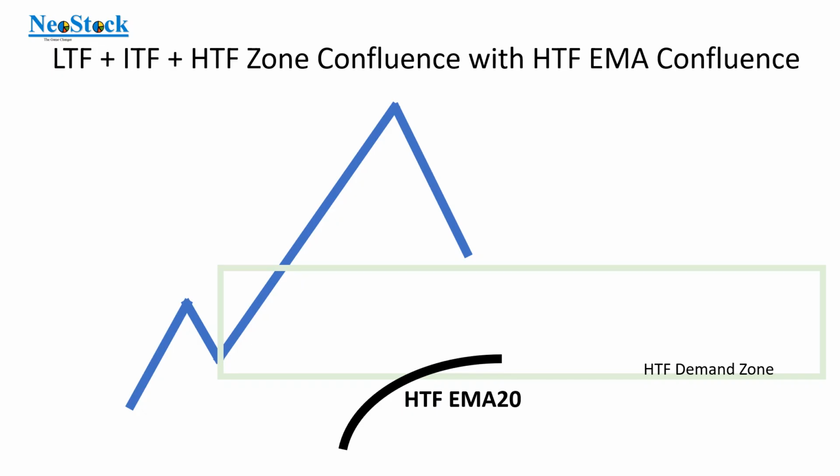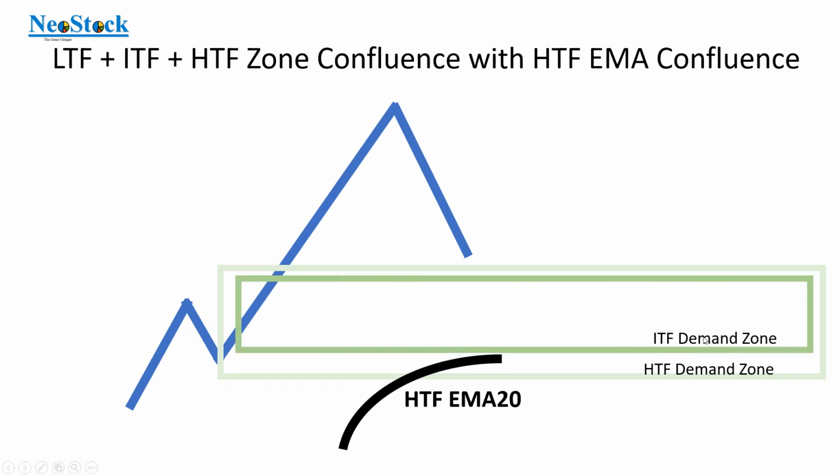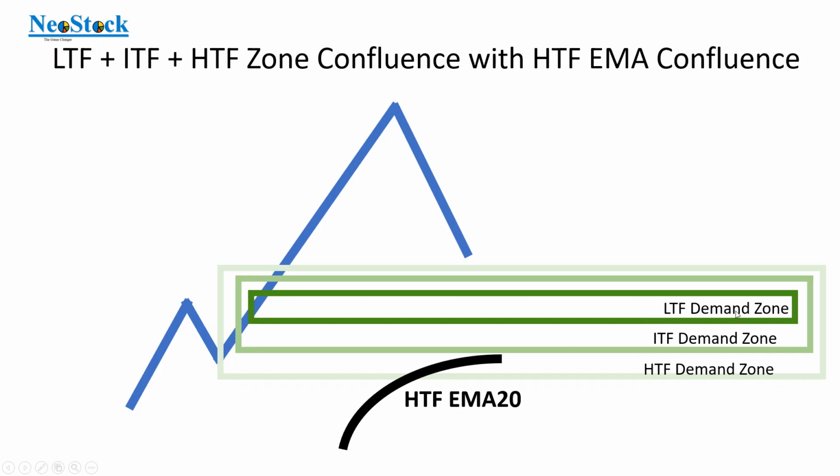And inside the HTF zone, we have the ITF zone. That means the ITF zone is having confluence with the HTF zone. Now again, inside the ITF zone, we have the LTF zone. Inside means maybe exactly inside the zone or overlapped with the proximal line or distal line of the ITF zone. Either way we consider. Same is the case with the ITF zone also. The ITF zone could be exactly inside the HTF, or maybe it is overlapped at either the proximal line or distal line of the HTF zone. Either thing is accepted.